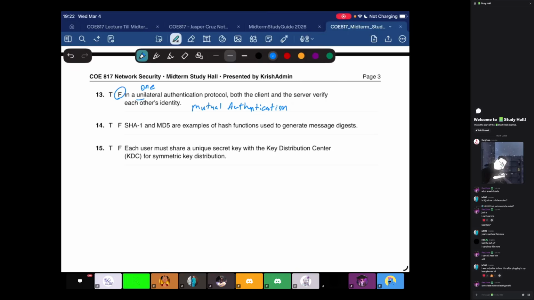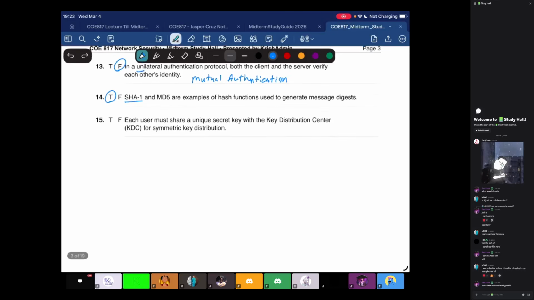Okay. Question 14. SHA-1 and MD5 are examples of hash functions used to generate message digests. This is true. Although some of these are a little bit out of date, I think SHA-1 is out of date. MD5 should be fine. There are still functions that are used to generate message digests.